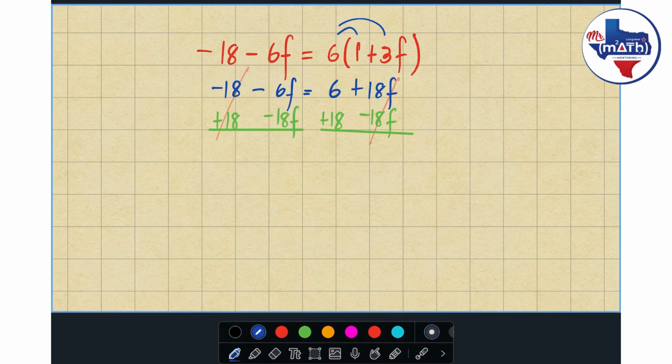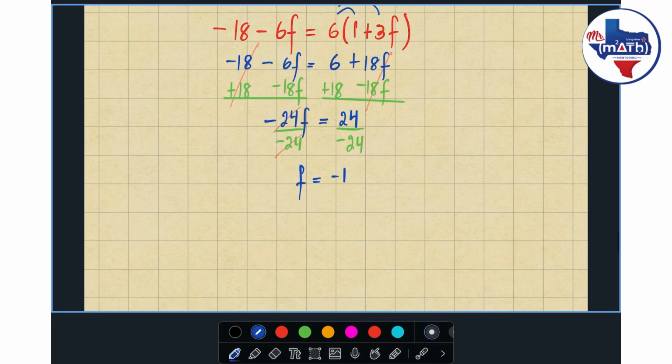So we ended up having negative 6f minus 18f, that is negative 24f, equals 6 plus 18, that is 24. Okay, let's divide on both sides by negative 24. And this negative 24 on the left side will cancel out, and we'll have that f is equal to 24 divided by negative 24, that is negative 1. Okay, that looks like our answer.